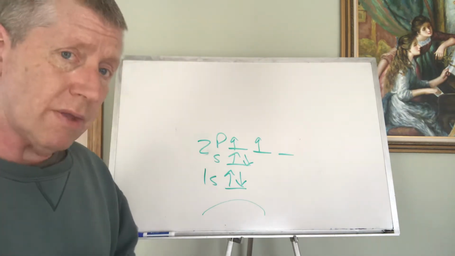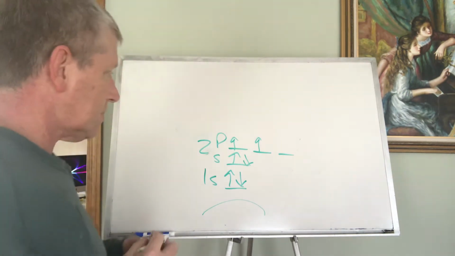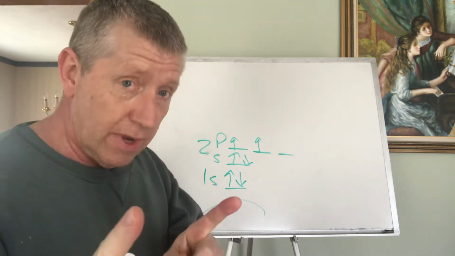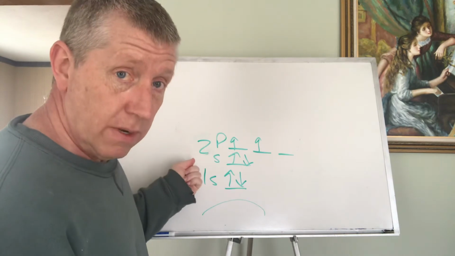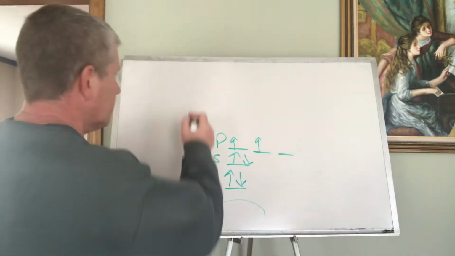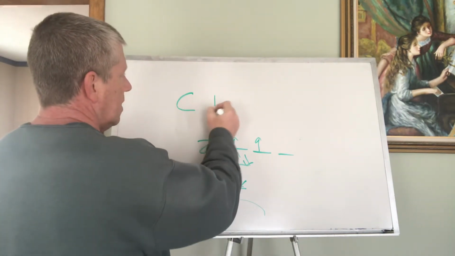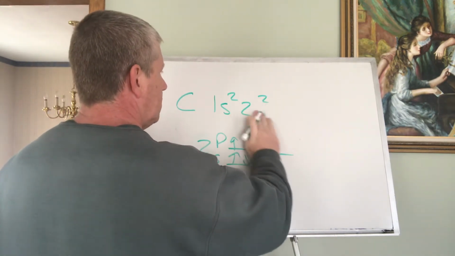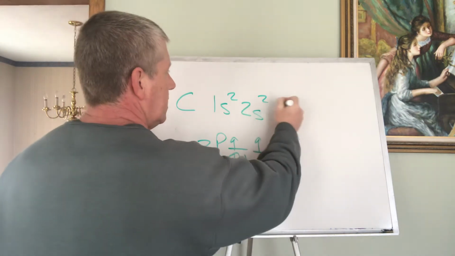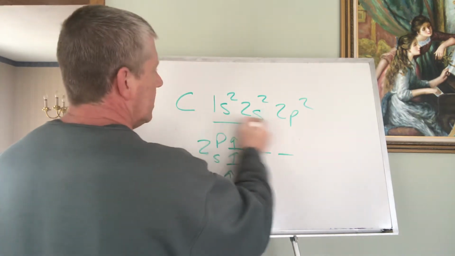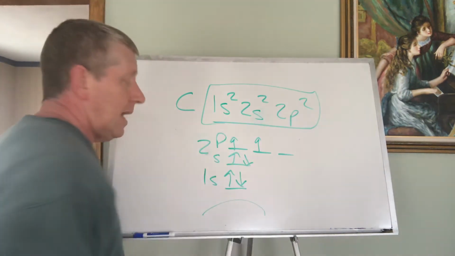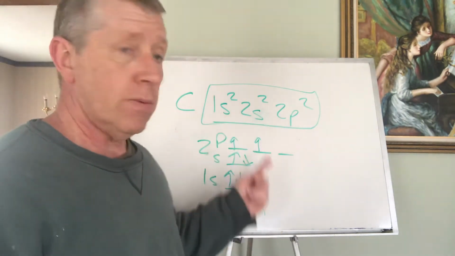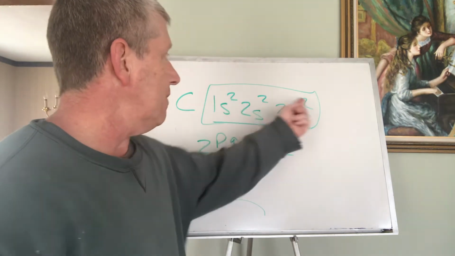I'm going to draw what's called an electron configuration, not an orbital diagram, an electron configuration. The electron configuration for carbon is going to look like this. 1s2, 2s2 first, and then 2p2. That's called an electron configuration, and it shows where the electrons are, what energy level they're in, what sublevel they're in, and how many of each there are.